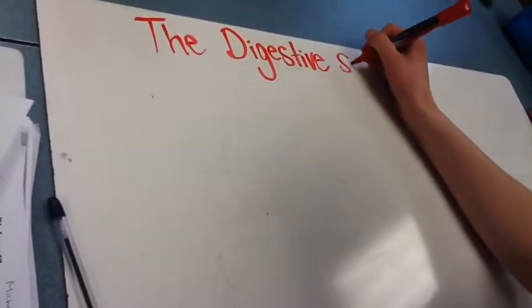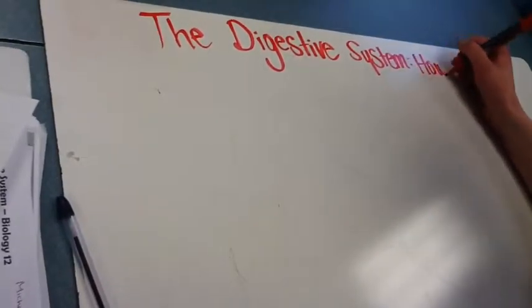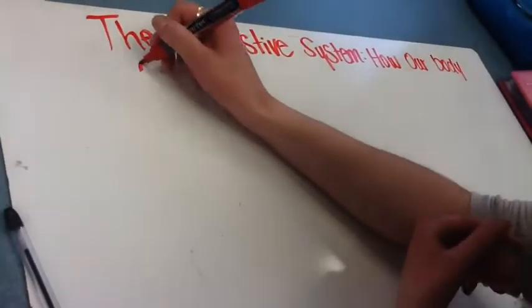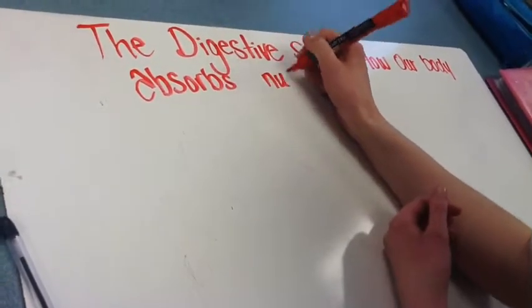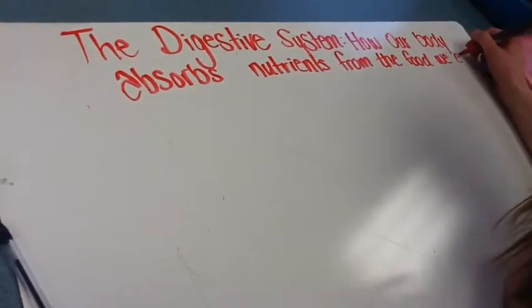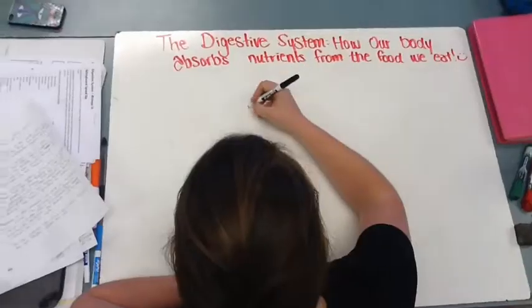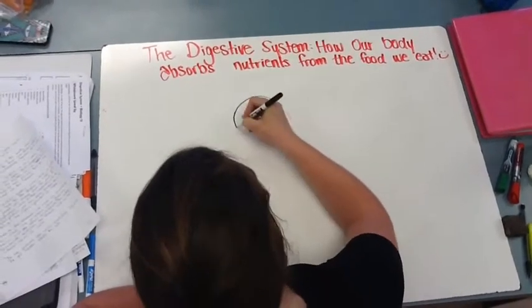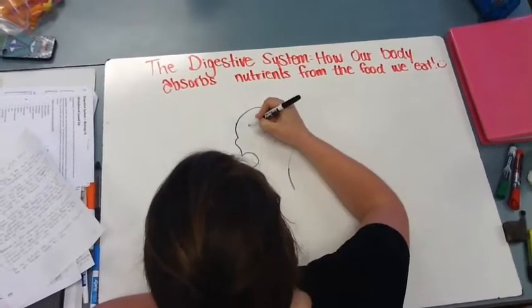The digestive system. How our body absorbs nutrients from the food we eat. The digesting process begins at the mouth.